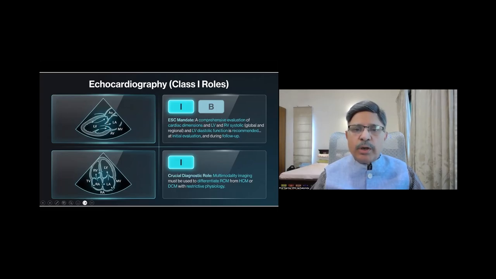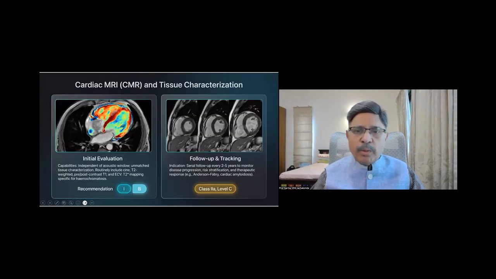LV and RV systolic, global and regional, and LV diastolic function are essential to document at the initial evaluation and, of course, during follow-up. Level of evidence 1B. Now, crucial diagnostic role: multimodality imaging must be used to differentiate restrictive cardiomyopathy from obstructive cardiomyopathy or dilated cardiomyopathy with restrictive physiology. So in this, you require a 4-chamber view also, and this will be the second useful utility of echocardiography.